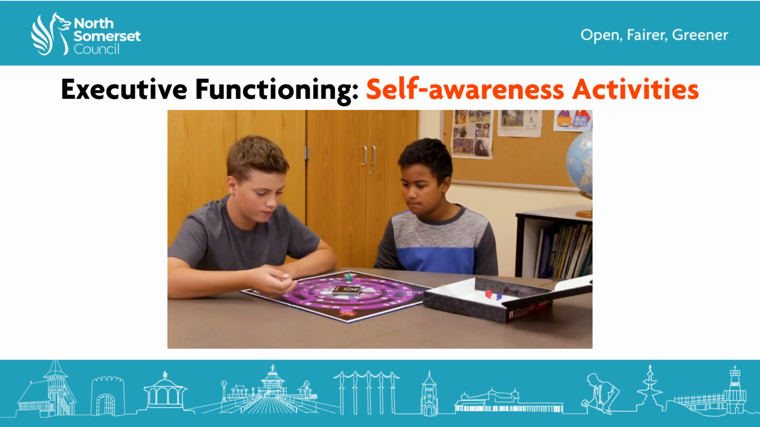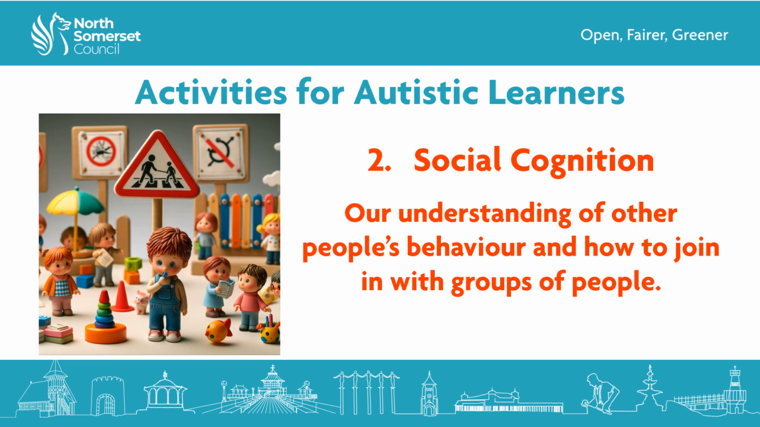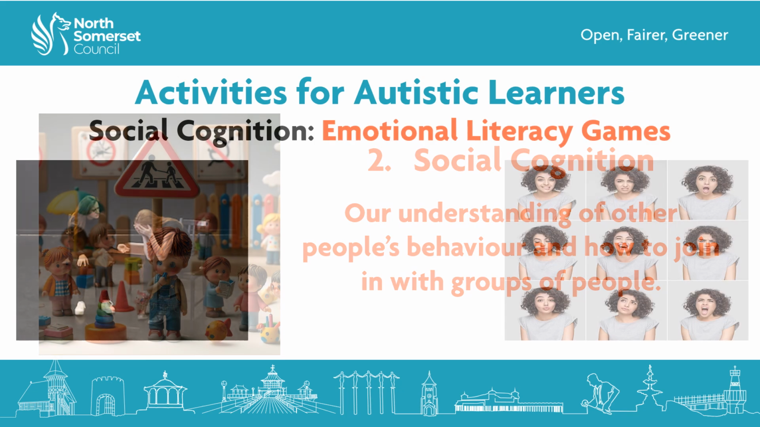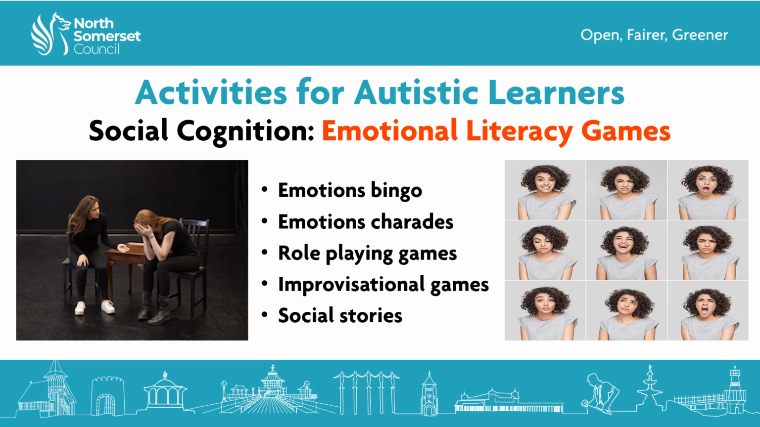And now let's look at some games and activities which help young people develop social cognition skills. For example, their ability to understand and predict other people's responses and to work out how to join in with other people successfully. Firstly, we might want to use some emotional literacy games, which are focused on developing students' awareness of emotions in themselves and other people. Any activity which requires students with social communication difficulties to make connections between thoughts, feelings, and behavior can help develop their social cognition skills. This includes emotional recognition games and labeling activities such as emotions bingo, role-playing, and improvisation games.